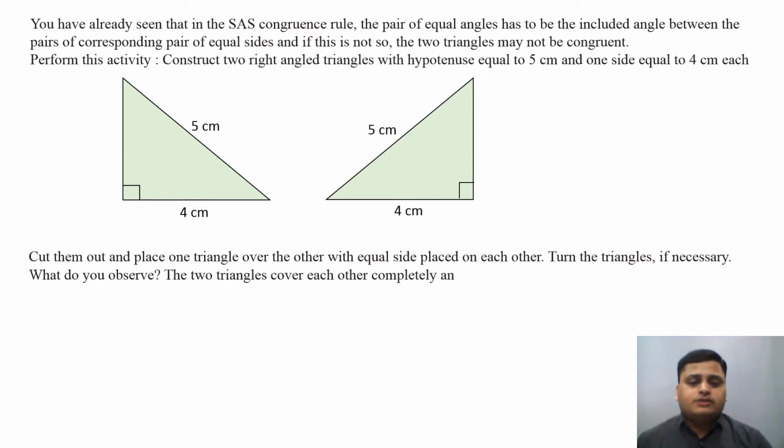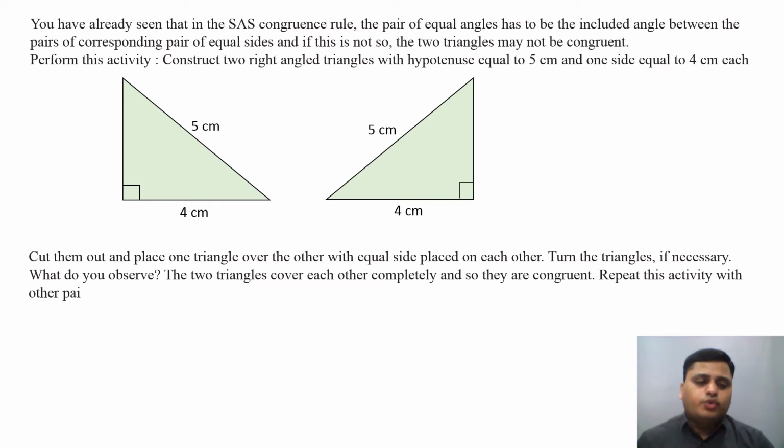And what do you observe? After coinciding both triangles, these two triangles cover each other completely. So what can we say? They are congruent. They are exact copies of one another. We know the definition of congruency: they must be exact copies of one another. So after cutting, they completely overlap each other, so they are congruent.